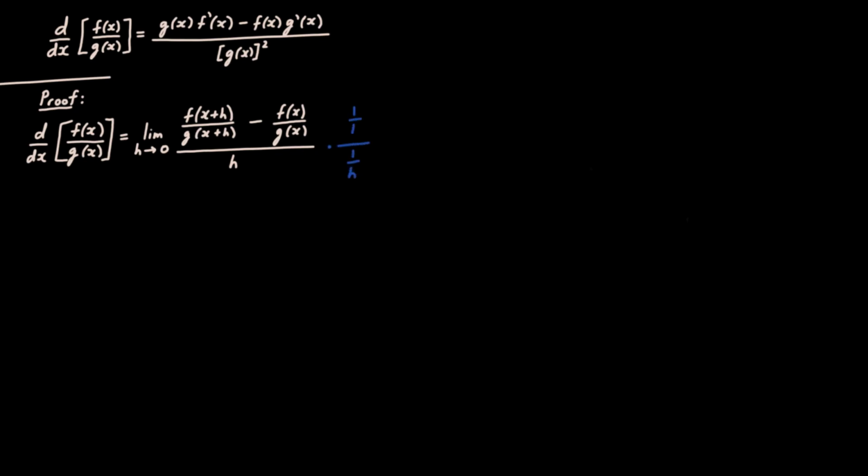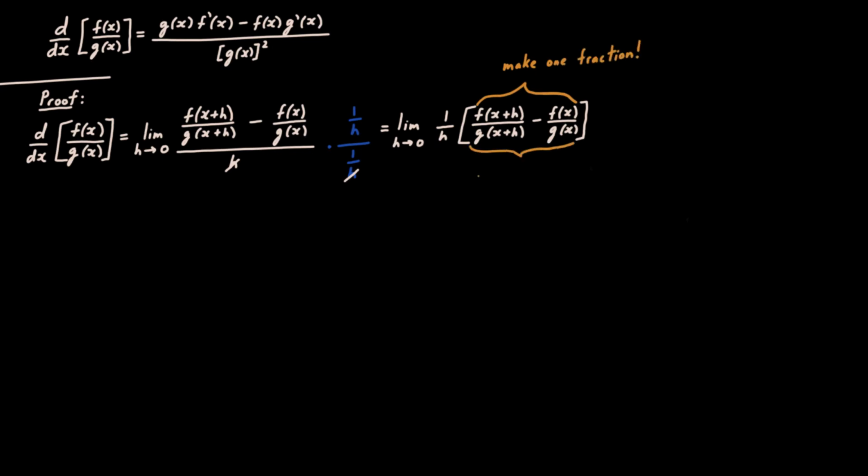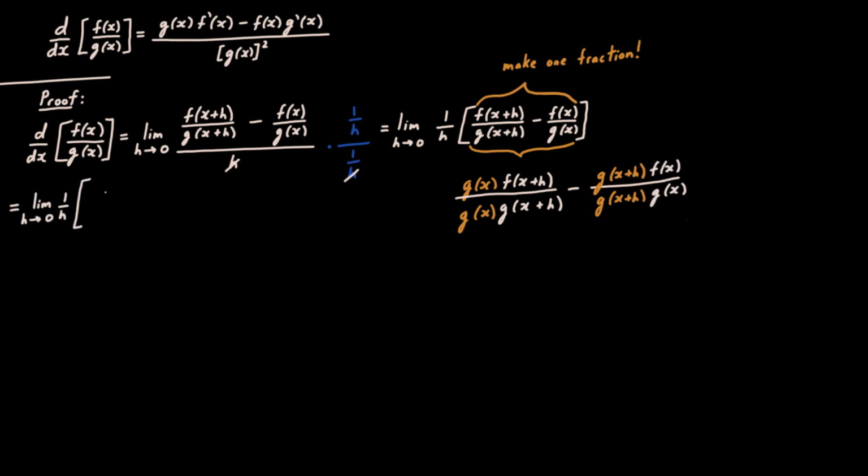And within fractions, first let me get rid of the big fraction. Let me just multiply everything by 1 over h. So I get the limit as h approaches 0 of 1 over h times that numerator. But again, I don't much like that numerator the way it is now. I'm going to make it one fraction, and I can do so by getting an LCD. And here's the LCD. It's going to be g of x times g of x plus h. So, fancy way of subtracting fractions gives us this: f of x plus h times g of x minus f of x times g of x plus h, all over g of x times g of x plus h.